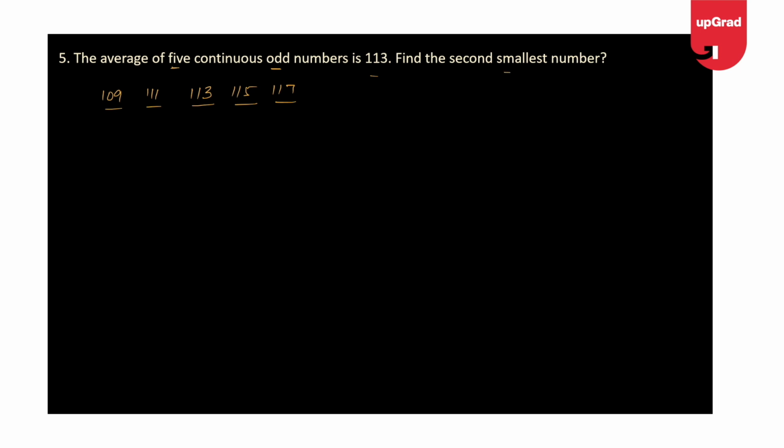Now the question says which is the second smallest number. My answer is 111. Do you understand how easy a question becomes if you go by the concept rather than going by the conventional methods?